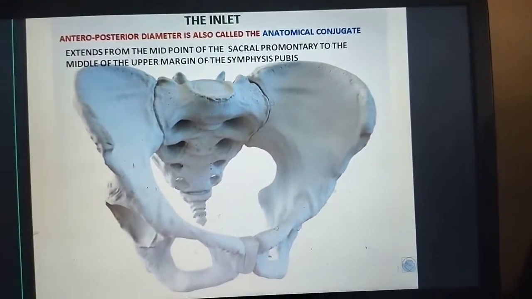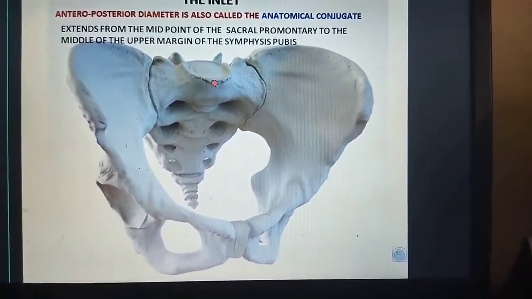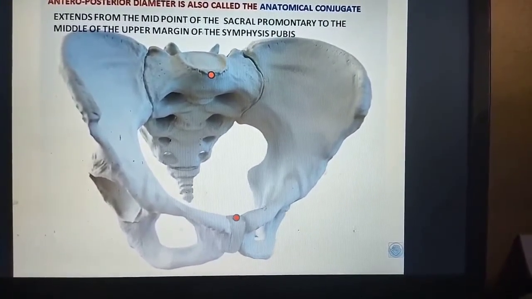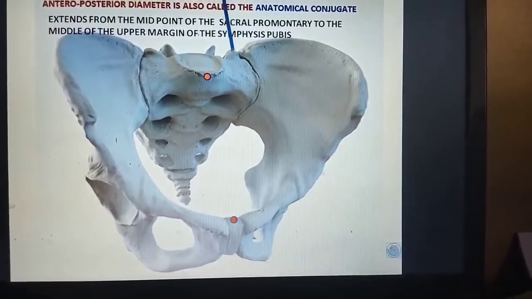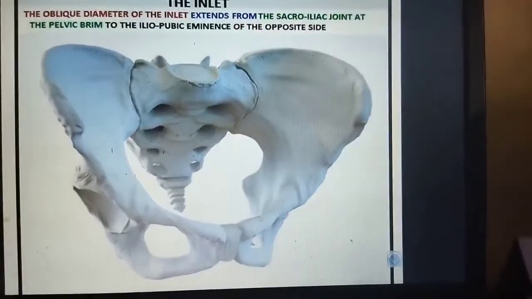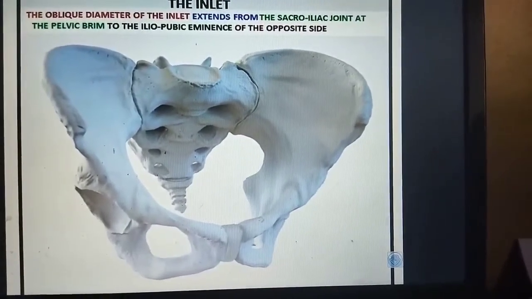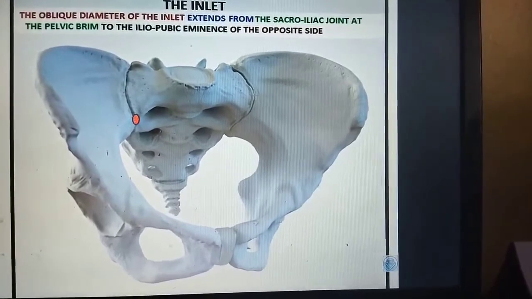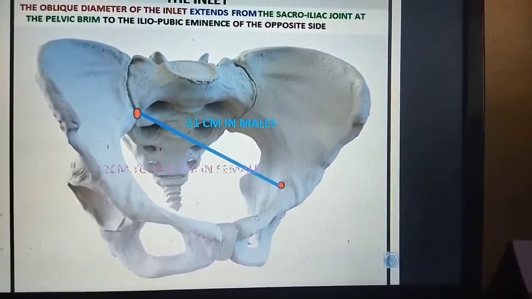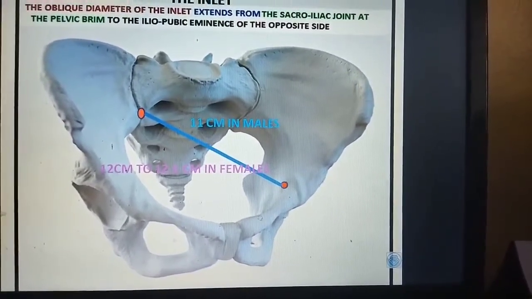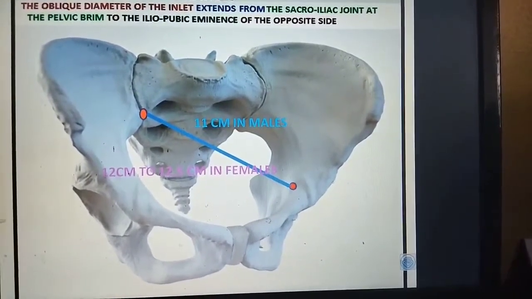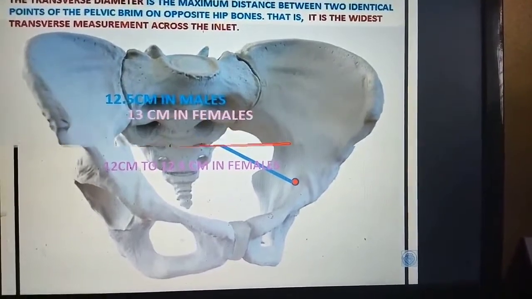We are coming to the dimensions or measurements of the inlet. The anteroposterior diameter is also called the anatomical conjugate, extending from the midpoint of the sacral promontory to the middle of the upper margin of the symphysis pubis. Now this is the anatomical conjugate. The oblique diameters are from the sacroiliac joint to the opposite iliopubic eminence at the pelvic brim. This is important. It is 11 centimeters in males, 12 centimeters in females.